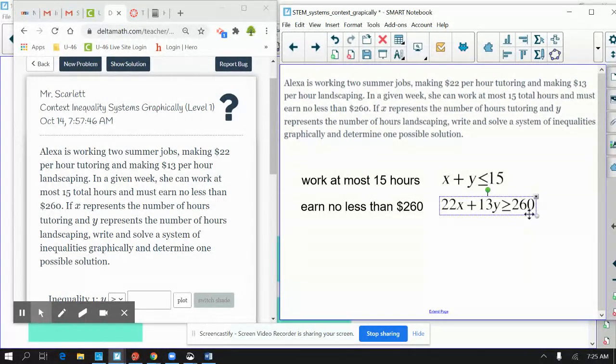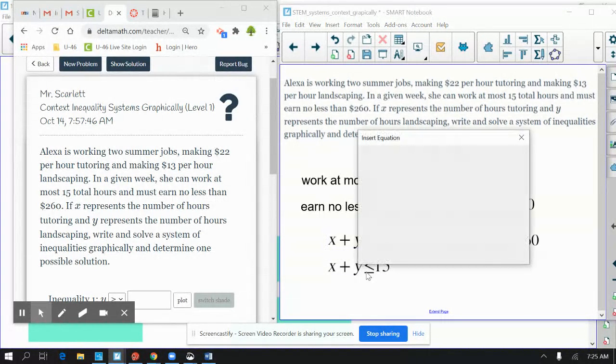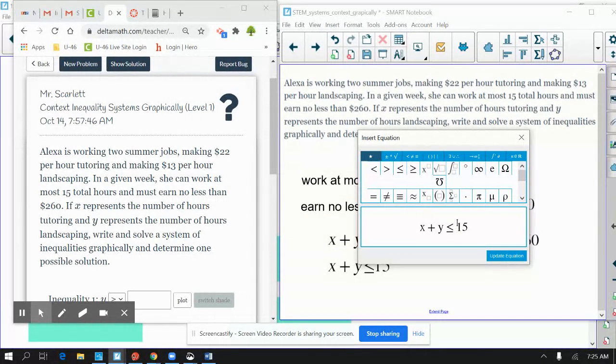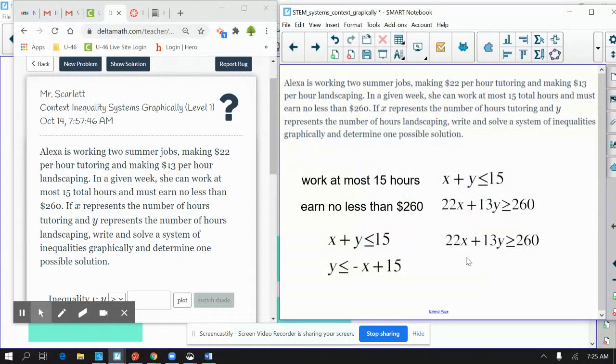So we need to graph both of these. So to graph these, it's best to put it in y equals mx plus b form. So for this one, I would just have to subtract x on both sides. And I discover that the y, so in other words, the number of hours of landscaping has to be less than the opposite of the hours of tutoring plus 15.